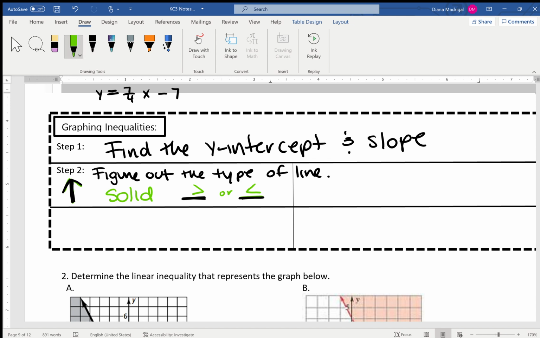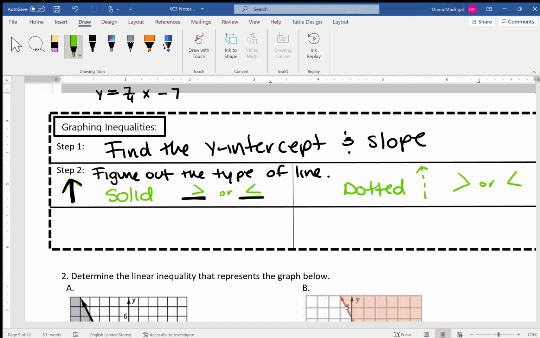The other one is going to be dotted. And those lines are just lines like this. There's a space in between them. Those are called dotted lines. And really easy, those are going to be the greater than or less than symbols, okay? Because when we're writing those inequalities, we need to figure out what symbol I'm going to be using.